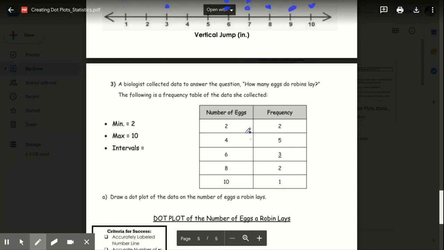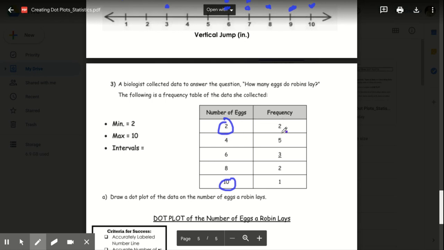That's the frequency, how often this number of eggs occurred. I saw one robin lay 10 eggs. I saw 2 robins lay 8 eggs. I saw 3 robins lay 6 eggs. Okay. So my minimum number is here. My maximum number is there. I'm looking at the number of eggs laid. And then I'm looking at how many times that number shows up.